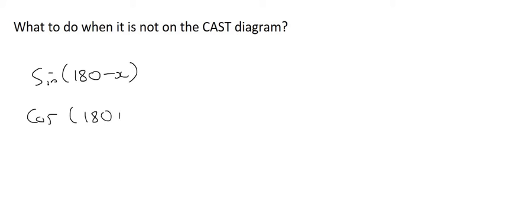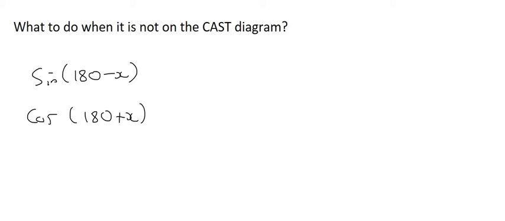Towards the beginning of this video, we looked at how to reduce certain things, such as the sin of 180 minus x, the cos of 180 plus x, and conveniently each of those was located on the CAST diagram, and so it was relatively easy. But many times you're going to get given something that does not look like anything on the CAST diagram.